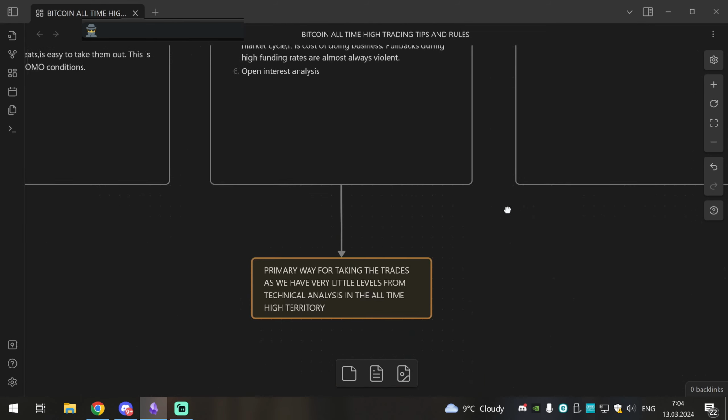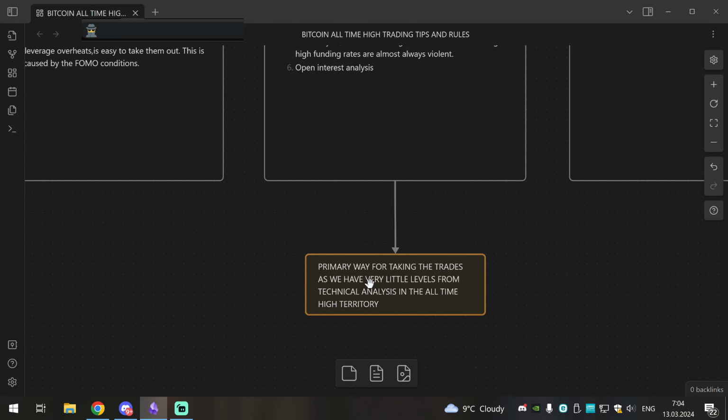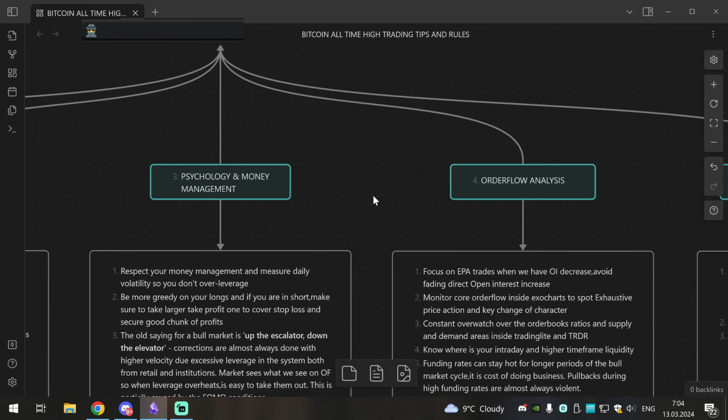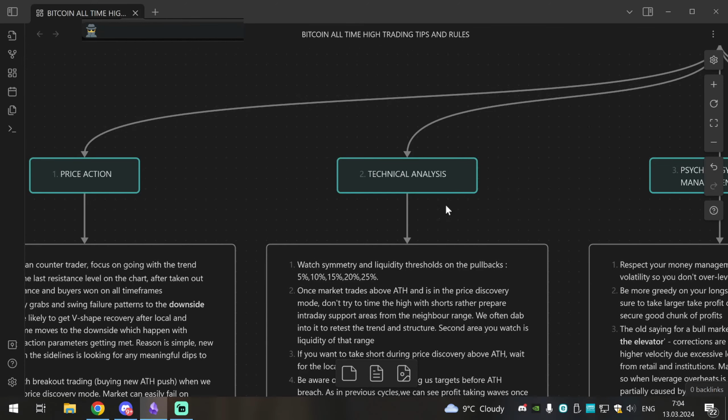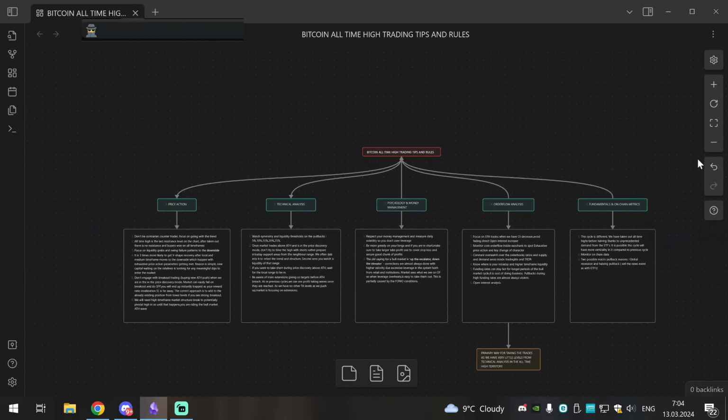You can see I have one more window here, order flow. Order flow analysis will be the primary way for taking trades, as we have very few levels from technical analysis in all-time high territory. So order flow will be king. 80% of trades will be taken thanks to that, and the rest will be technical analysis and price action. So traders, I hope this video was clear.